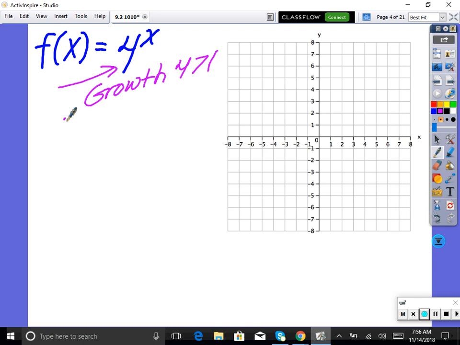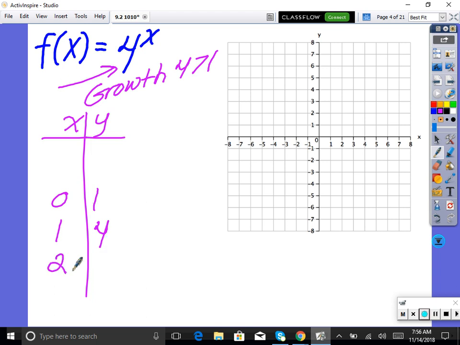So now we'll just make an XY chart. Once again, we'd say if I plug in 0, I get 1. If I plug in 1, I get 4, don't I? If I plug in 2, I get 16. Good, that's not on the graph, but whatever, that's fine. We can have some extra points there. If I plug in -1, you don't get -4, you get 1/4. Okay, so it's just getting smaller and smaller.